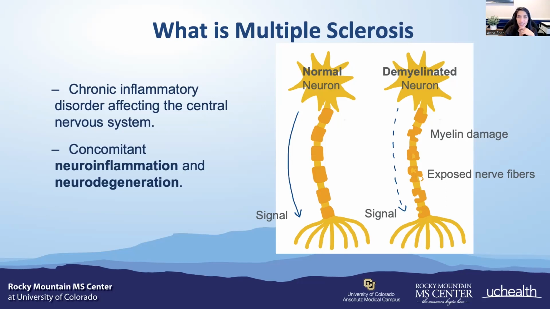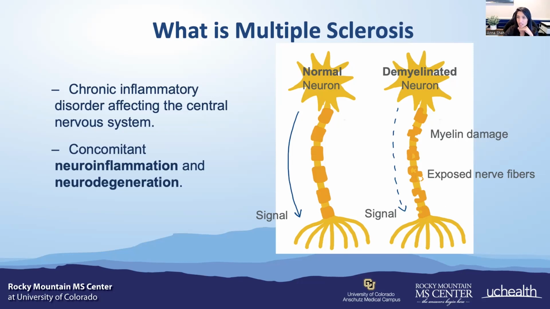Now, the image that you see on the right side of your screen will show us the difference between a normal neuron and a demyelinated neuron. And so when you see a normal neuron, you'll see the cell body, which is that starburst-looking shape that's in yellow. You'll see the axon and then the dendrites at the end. The little orange rectangles represent areas of myelin. And of course, signals are strong through a normally functioning neuron.